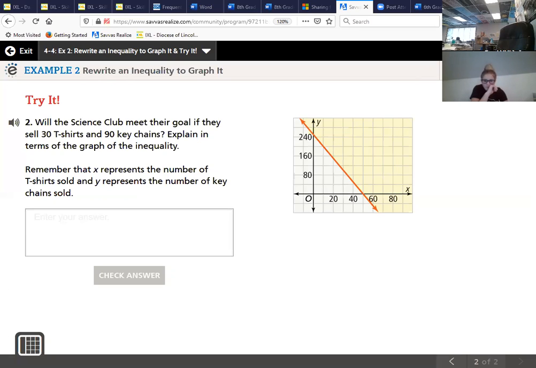Okay, it's really important to realize how far these are increasing. If you thought this was 90 and 30, yep, it was. But these go up by 40. So this is 120, which means 90 is right here. Did they reach their goal? Probably not. They're very close, but short just a little bit. You can check that by actually plugging the numbers into the inequality and solving.